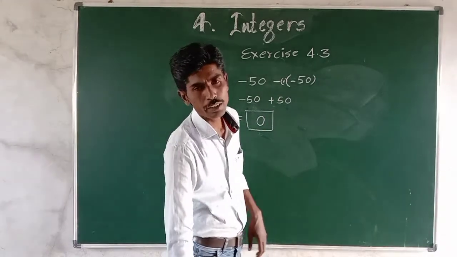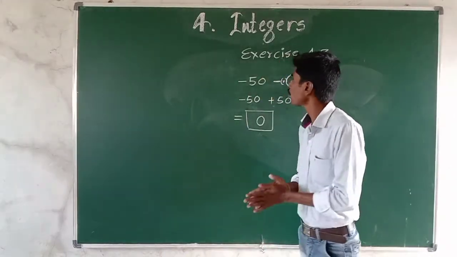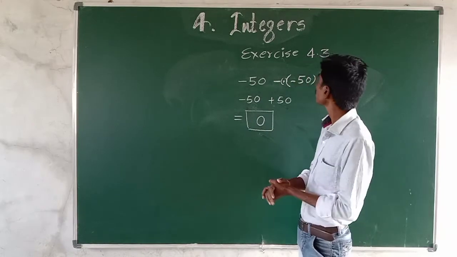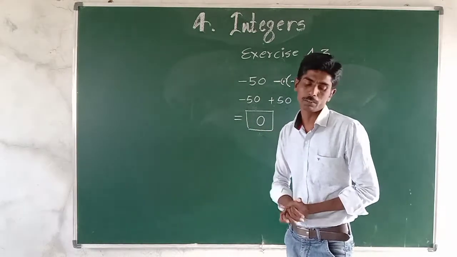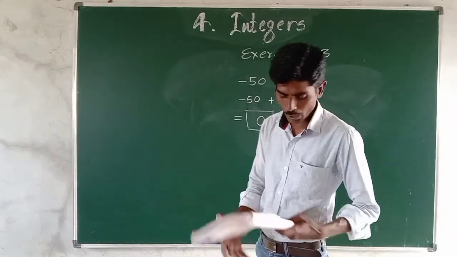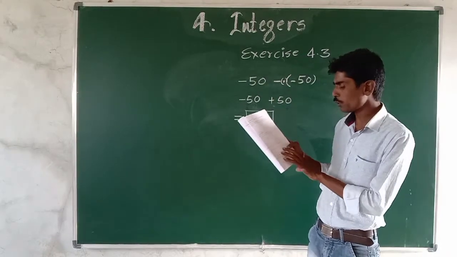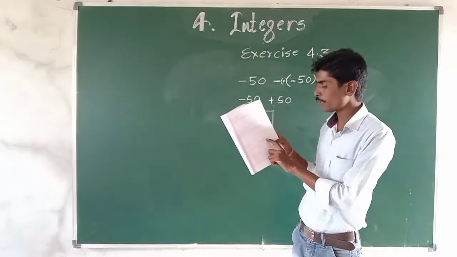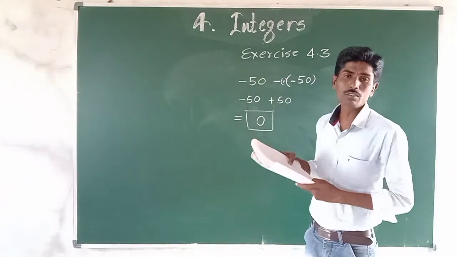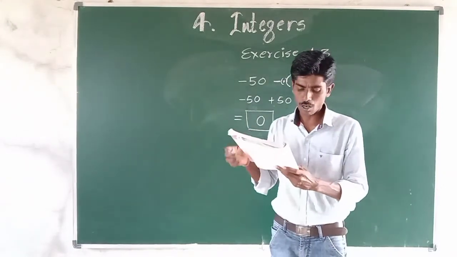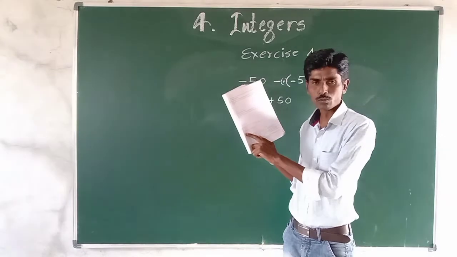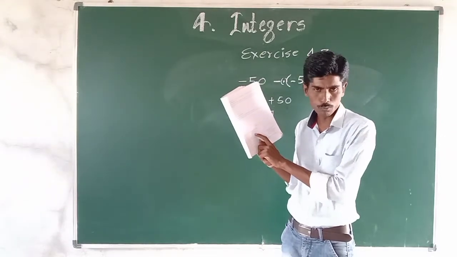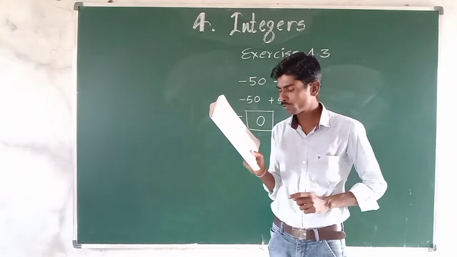Okay, so this is the way to find the answer of exercise number 4.3 first question. We have taken 4 to 5 examples of question number 1 of exercise number 4.3. The remaining parts of the first question you have to solve at home. I hope that you have understood better.